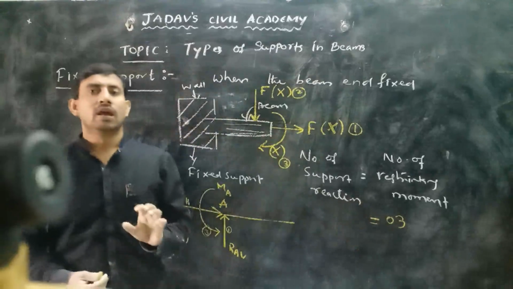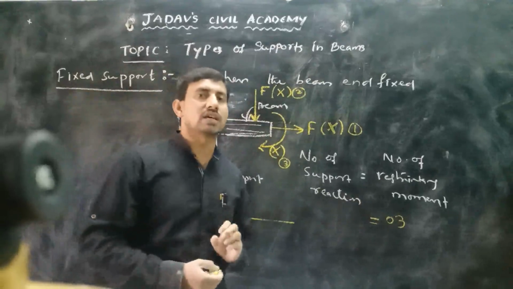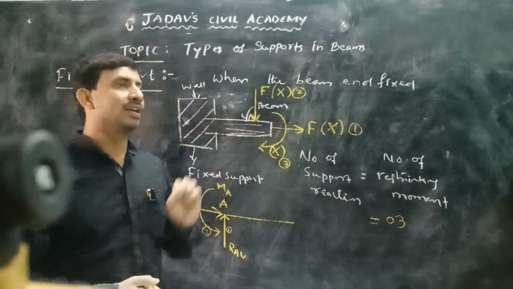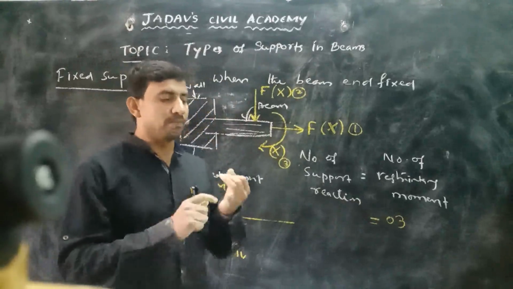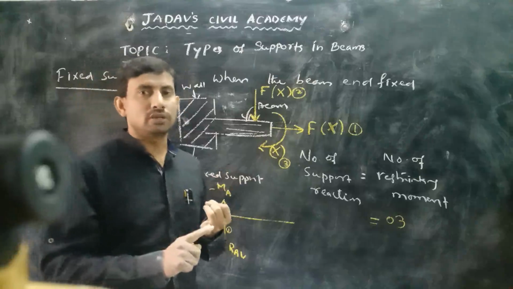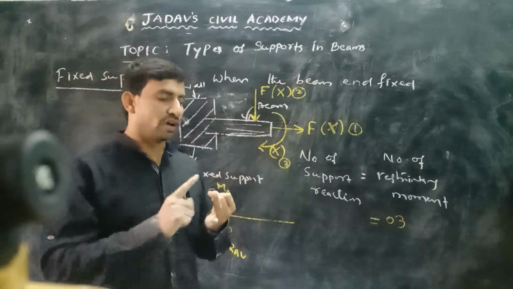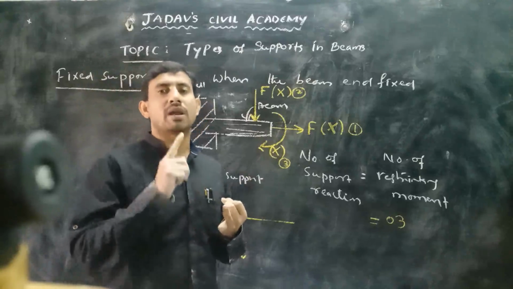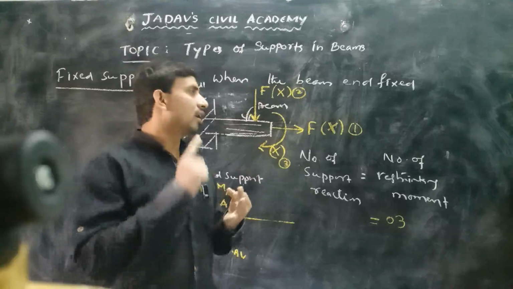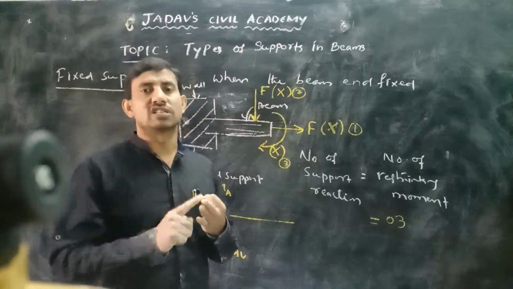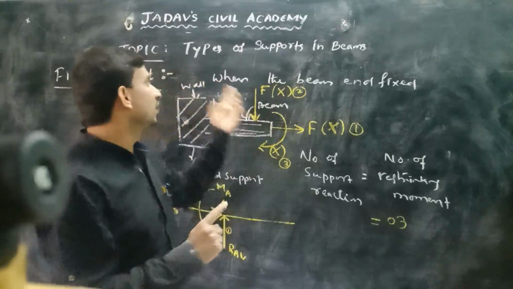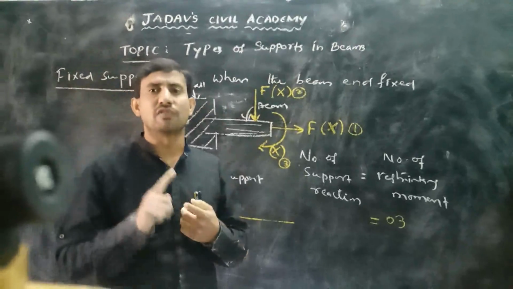Finally, in today's class, we have discussed the types of supports and the number of support reactions. The types of supports are simple support, for which the number of reactions is 1. For roller support the number of reactions is 1. For hinged support the number of reactions is 2, and finally for the fixed support the number of reactions is 3.